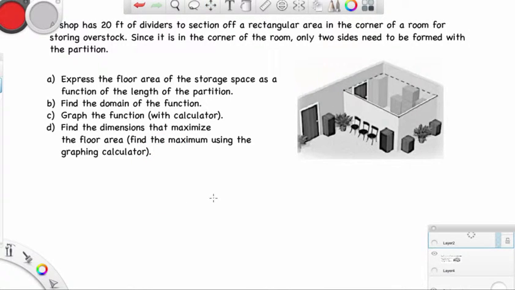Okay, in this problem, you are going to try to figure out, given a certain amount of building materials, the maximum area you can get out of those materials. So how can you cut 20 feet of dividers in such a way that it gives you the biggest space possible? This problem says that you are going to be sectioning off a corner of a room for a storage area, like a little closet area.